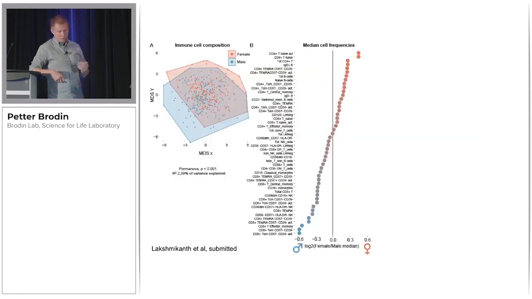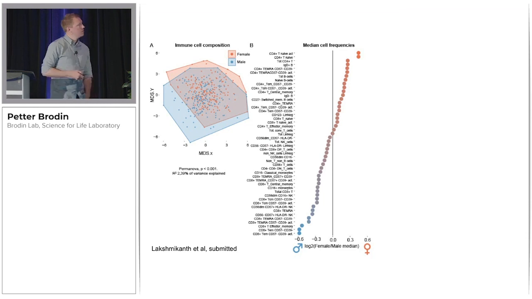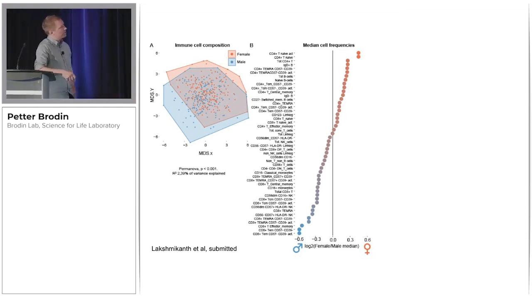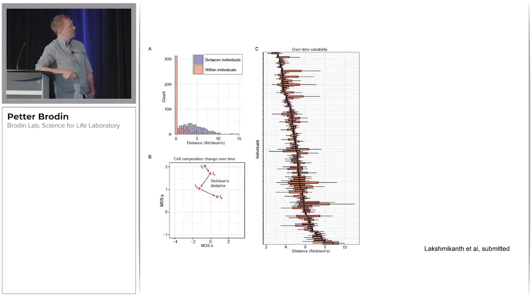There are some sex differences. Some of these are known, others are not. More naive CD4s in women, more activated CD8s in men, for example. But that explains only about 2.4% of the total variance here. So sex has a pretty minor effect on the cell composition here.